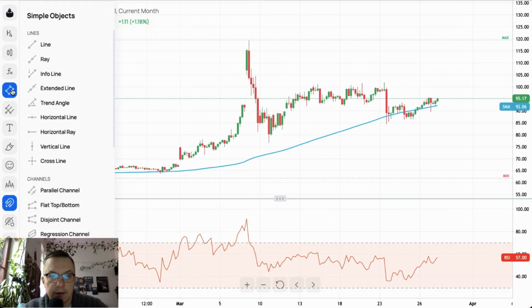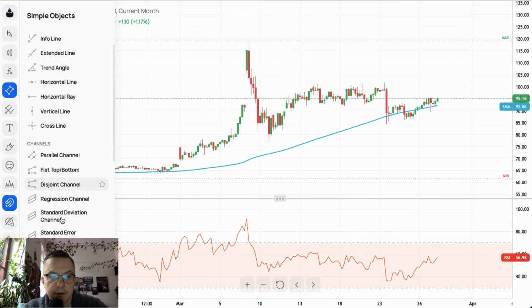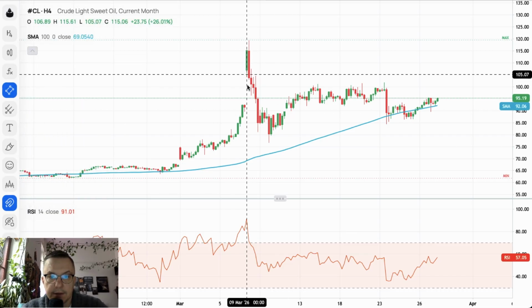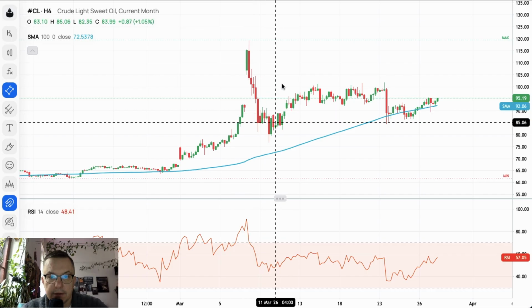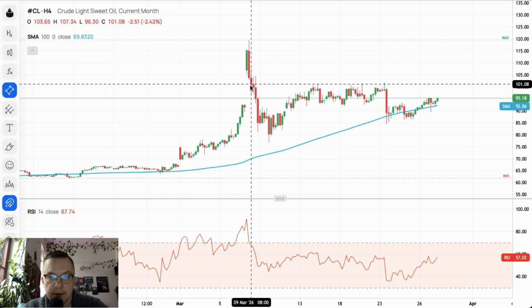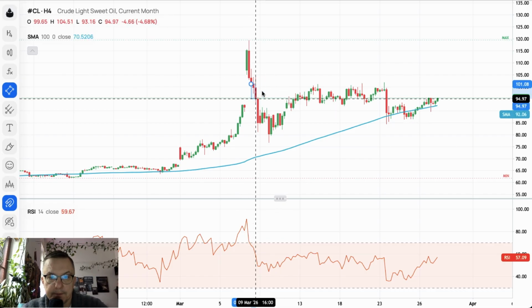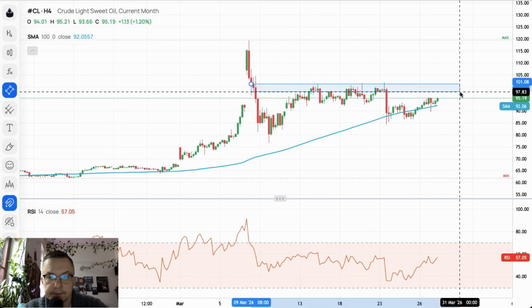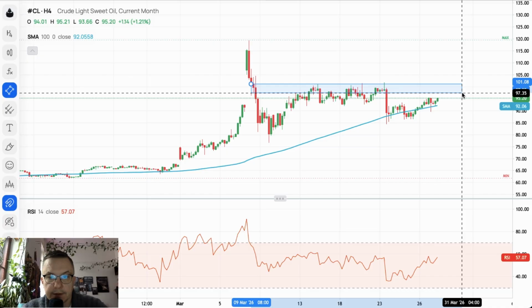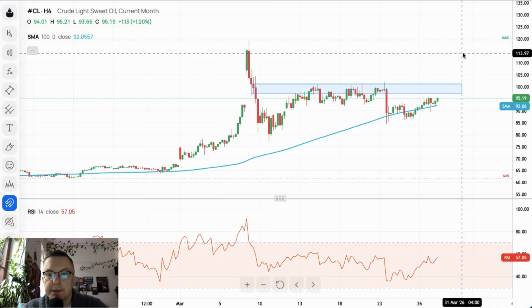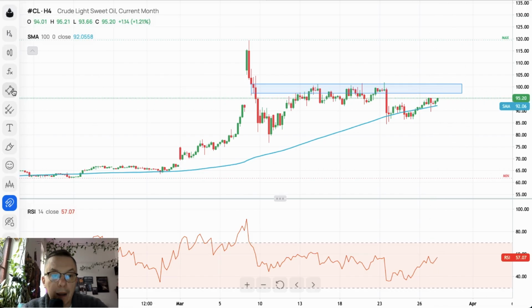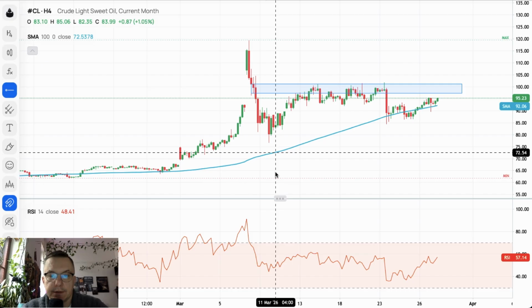It used to be my quite nice zone here. Let me just place this zone for you guys. This zone was located roughly around the level of 101. So that was something like this. Okay, so that was the zone roughly, and the market is right now trying to move back inside of this zone.